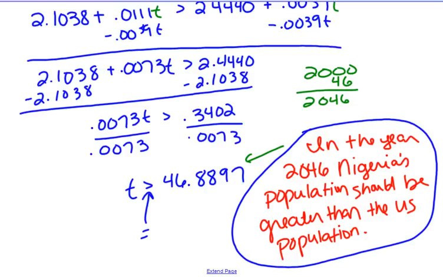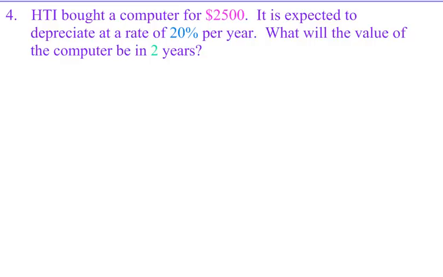So we're going to keep going. Those are our growth problems. Here we're going to look at some decay ones. So in number 4, it says HTI bought a computer for $2,500. It is expected to depreciate at a rate of 20% per year. What will the value of the computer be in 2 years?